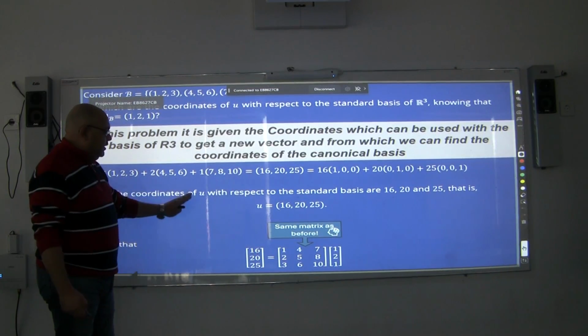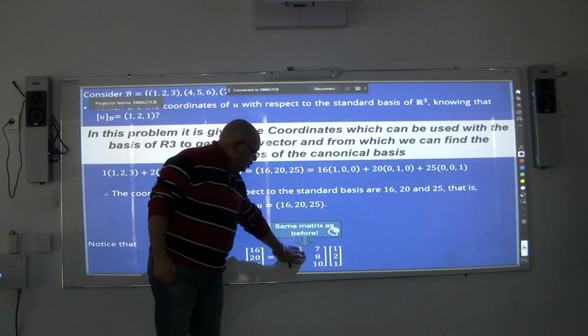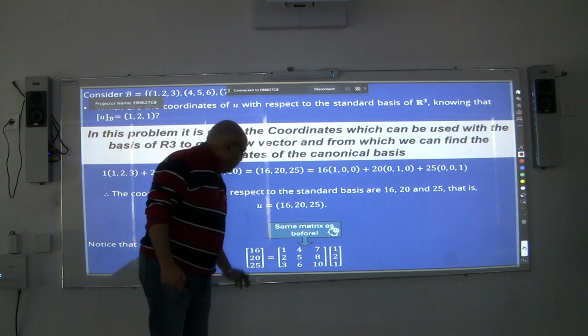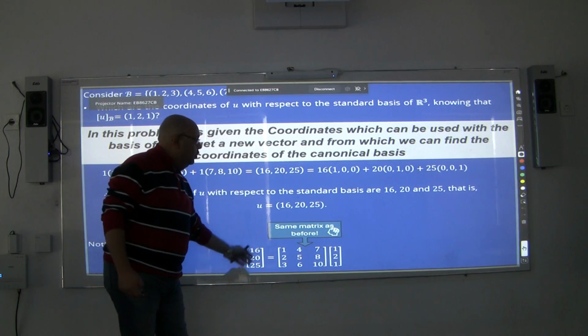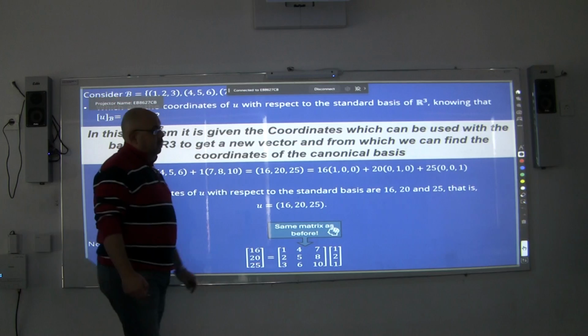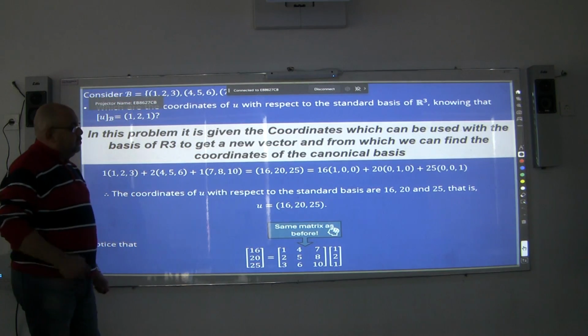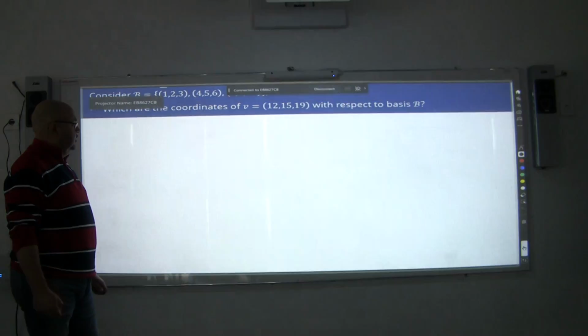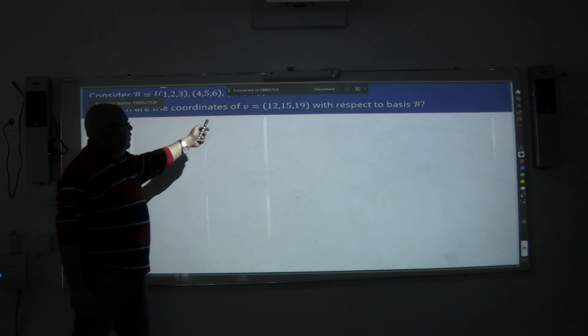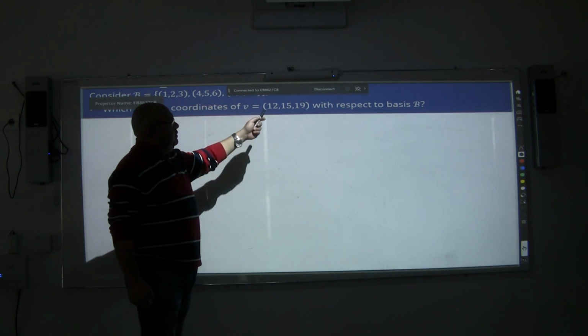Also, I can get it exactly by getting the vector in a matrix form, multiplied by the coefficients, and this is going to be our vector, which once more can be written with respect to the standard basis. Also, in this problem, we have 1, 2, 3, 4, 5, and 6, and what are the coordinates of V, this vector, with respect to basis beta.